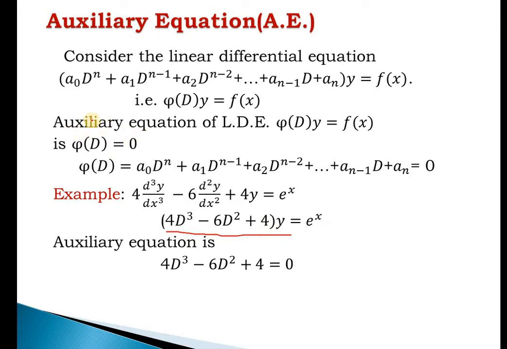So how do we write the auxiliary equation? I just equate this phi of D part to 0. So phi of D, which is 4D cube minus 6D square plus 4, is equal to 0. I equate it to 0, whatever the RHS term. In the auxiliary equation, I equate this phi of D to 0. So understand how to obtain it.